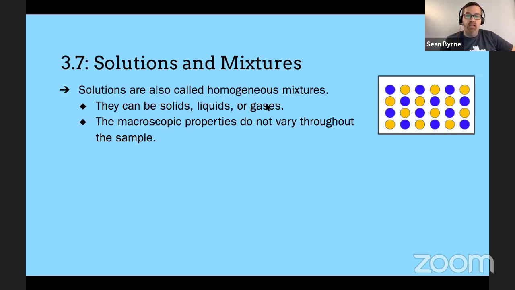It can be a solid, a liquid, or a gas. We're going to spend a lot of time talking about liquid, but you know that the air around us is a mixture of gases. There are certainly some solids, especially metals, that would be homogeneous mixtures that we could look at as well.